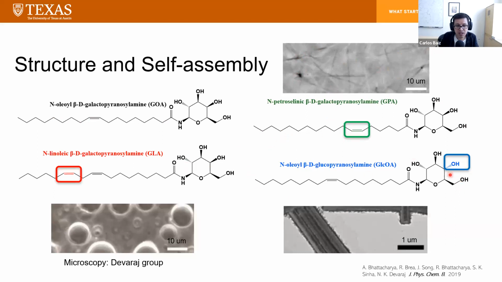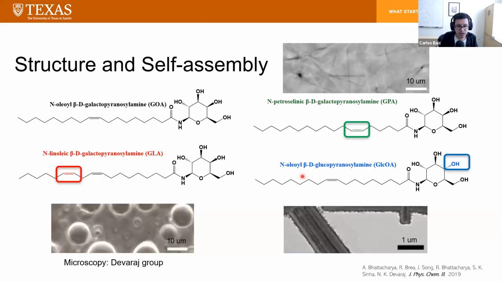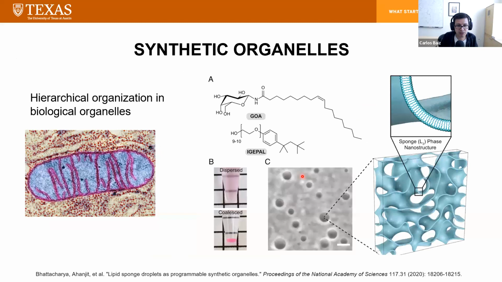GLCOA is changing the chirality of one of the OH groups here, which forms these nanotube structures. Otherwise, it's exactly the same as GOA. And then GLA is adding another double bond here, so this is linoleic acid. This can actually form large vesicle structures that were characterized by the Varage group. So it's not as simple as oil versus butter, but even changing the position of the double bond can have quite significant effects on the morphology.